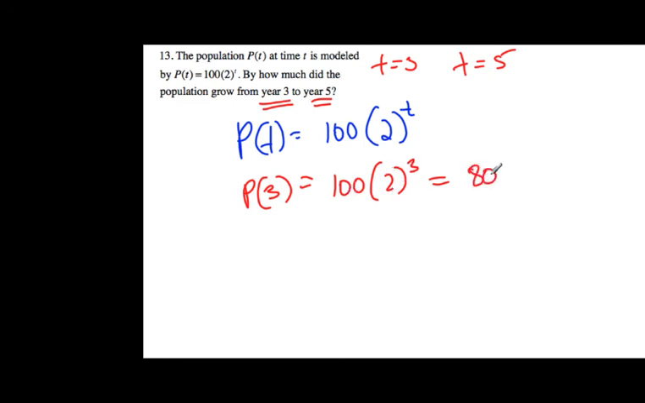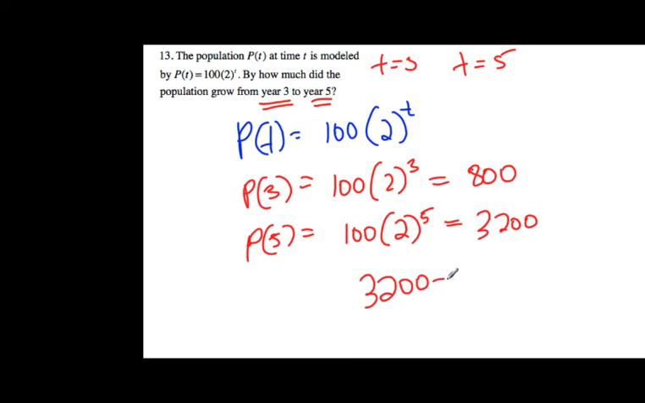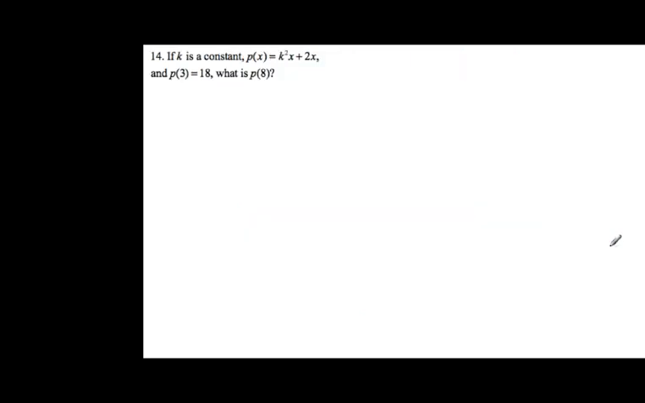What about p of 5? Meaning the population at t equals 5. 100 times 2 to the 5. 2 to the 5 is 32. Times 100 is 3,200. So how much did it grow? So we do 3,200 minus 800, which is 2,400. So the population grew by 2,400 in those 2 years. Again, we have one of these.